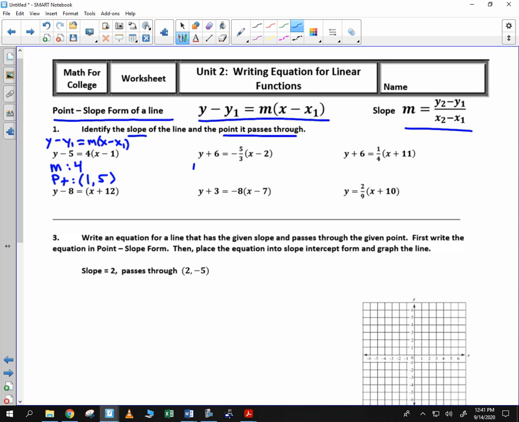So in the second scenario, the slope, as most people can guess, is -5/3. And the point that it passes through is going to be +2, -6. For the next one, the slope is 1/4. And the point that it passes through is -11, -6. For the next one, the slope, there's a 1 in front. And the point is going to be -12, +8.